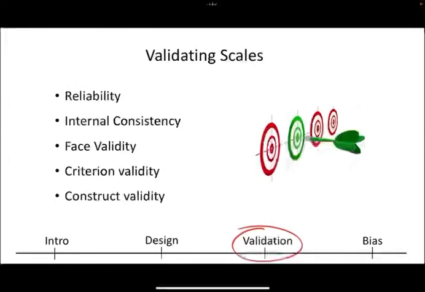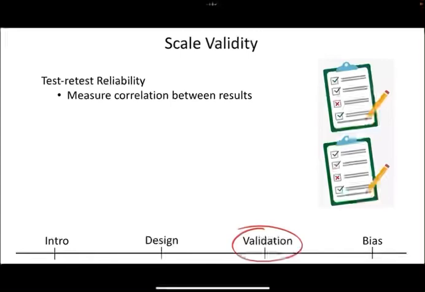scale has been validated. So one of the common ones is test, retest reliability. And what you do there is you take your final survey or scale and have a group of maybe 100 people take it on one day, and then ask them to take it on another day, and then see how much their answers are correlated first time and the other time. Ideally, there should be perfect agreement.